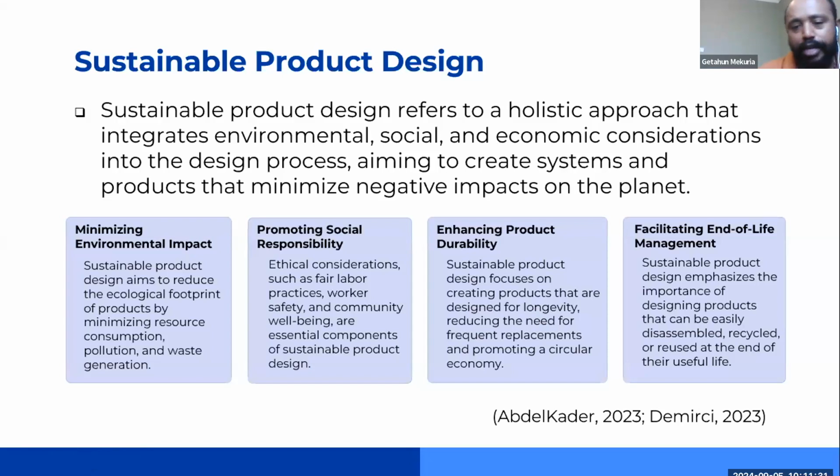So when we look into the concerns about sustainable product design, it helps to minimize the environmental impact. Sustainable product design aims to reduce the ecological footprint of a product by minimizing resource consumption, which is the natural resources we have, and minimizing pollution and waste generation. The second one is promoting social responsibility. Ethical considerations such as fair labor practices, worker safety, and community well-being are essential components of sustainable product design.